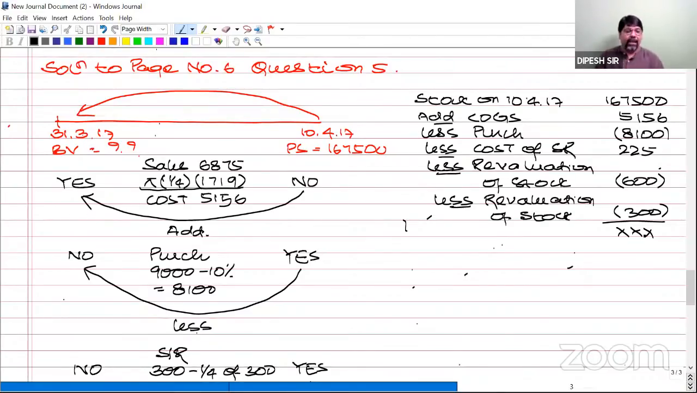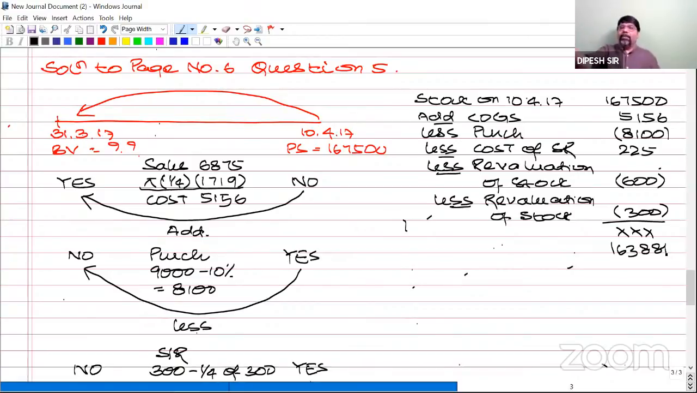Am I clear? Yes or no? Yes, sir. That is 167,500 plus 5156 minus 8100 plus 225 minus 600 minus 300. 163,881. You can please check the calculation, but all the entries are correct.